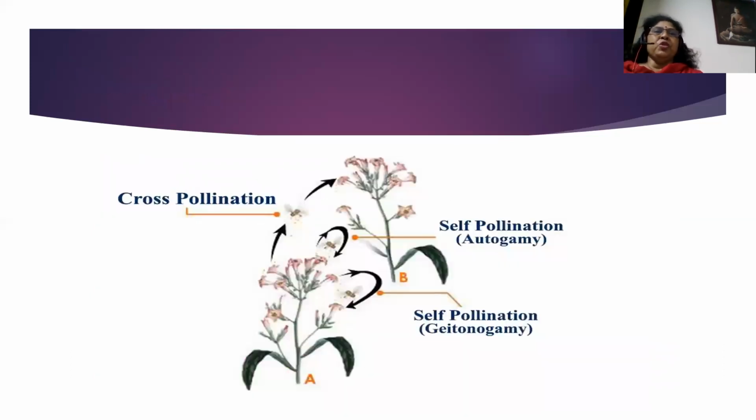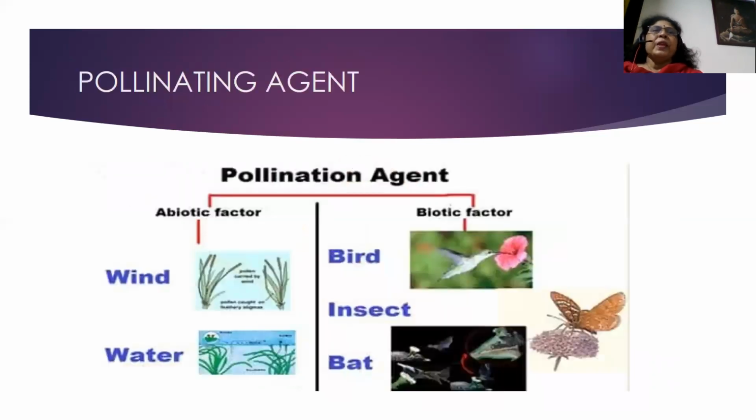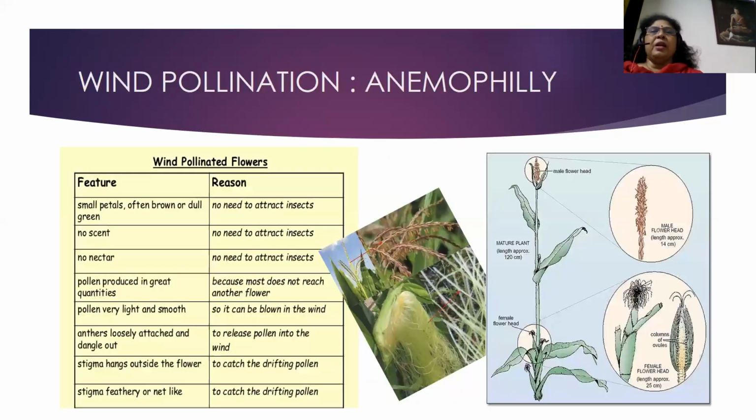So there are different types of pollinating agents. Here you can see autogamy, geitonogamy, and xenogamy. Autogamy is in the same flower, geitonogamy is a flower present on the same plant, and xenogamy is from one plant to another plant of the same species. What are the different pollinating agents? You can see in the slide: wind, water, bird, insect, bat. So they can be categorized into abiotic and biotic.